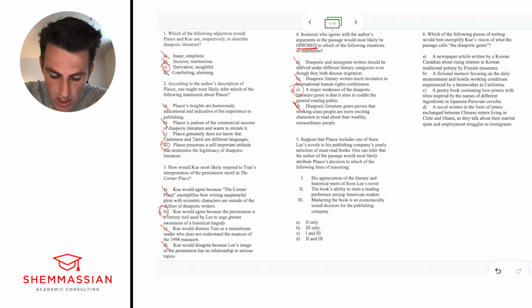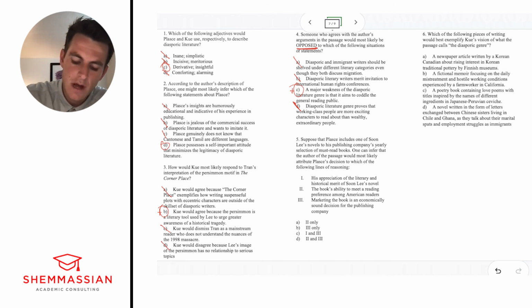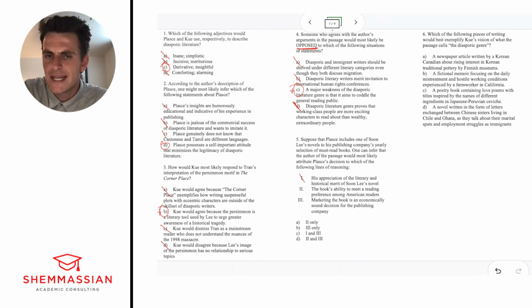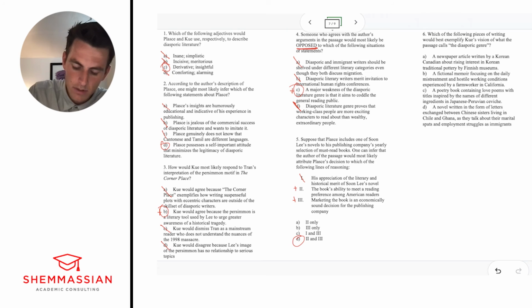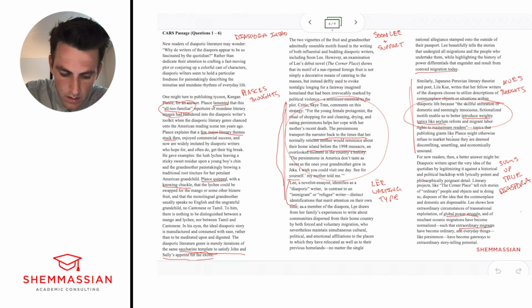1, his appreciation of the literary and historical merit of Soon Lee's novel. I don't feel like that was him being derogatory. He didn't seem to care about the merit or what was in it. 2, the book's ability to meet a reading preference among American readers. I feel like that was in line with his role as the publishing tycoon. 3, marketing the book is an economically sound decision for the publishing company. That's another publisher decision that would be beneficial for him. So I want to go with D, but let's look for evidence real quick.